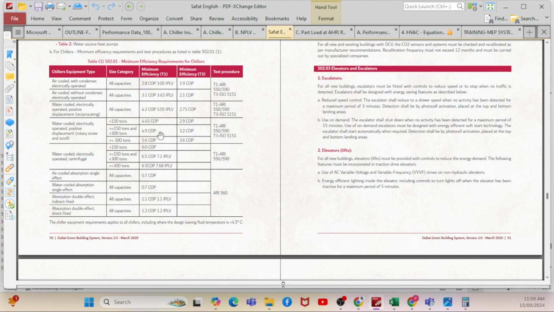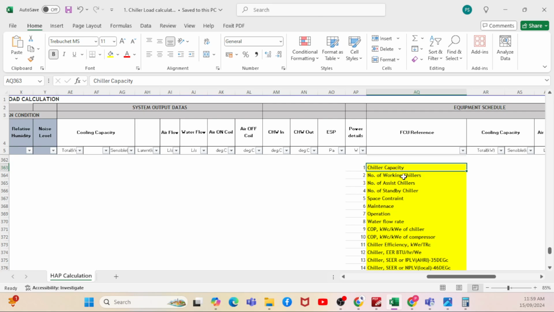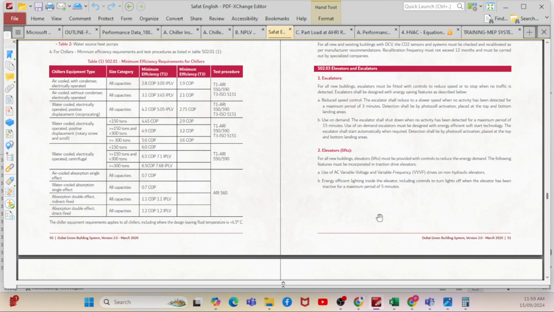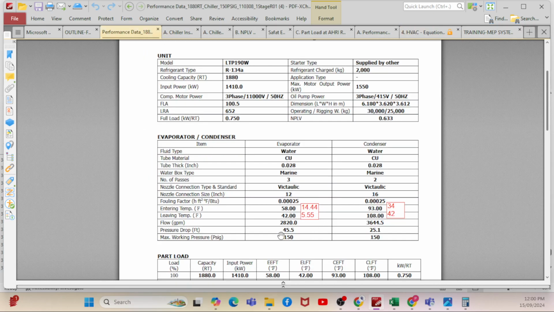Clear, right? Okay. Now if you go to our calculations, you are able to select the chiller capacity, and you are able to select the number of working chillers, depending upon the project. We have seen last week, number of assisted chillers, standby chillers, space constraint. Now the COP of the chiller, right? The water flow rate, how do you calculate? By using these equations, the heat equations. By using this equation, you can calculate the water flow rate for the chilled water pump and for the condenser water pump. If you calculate from your side, you will get closer to this value.